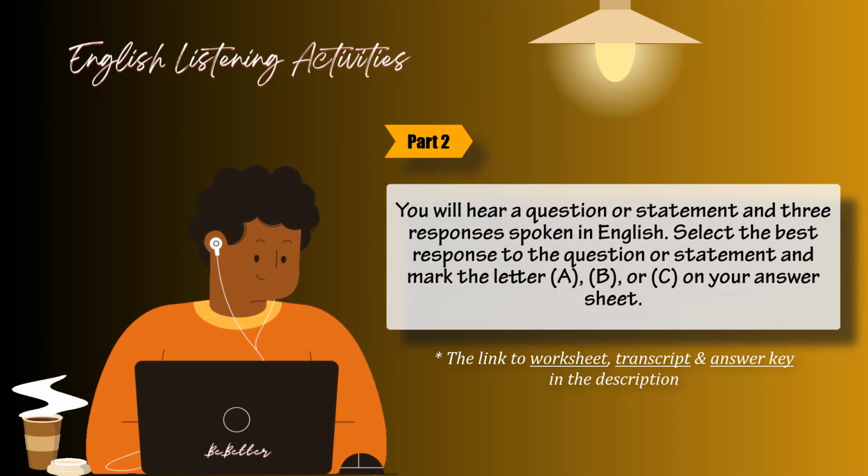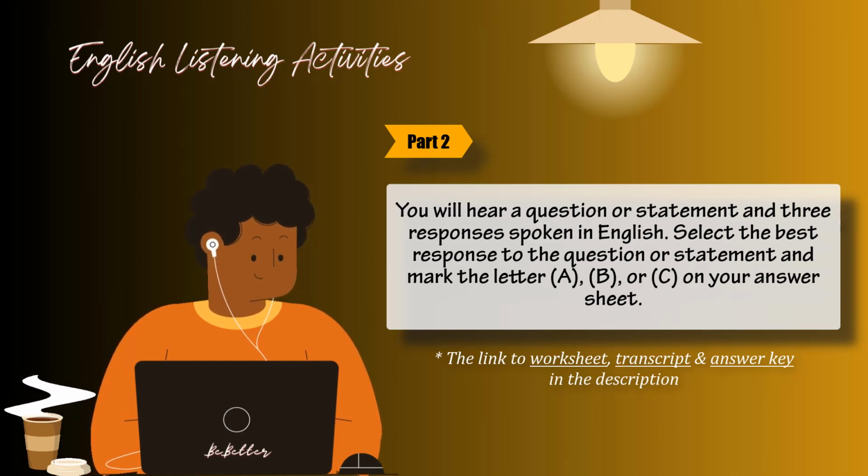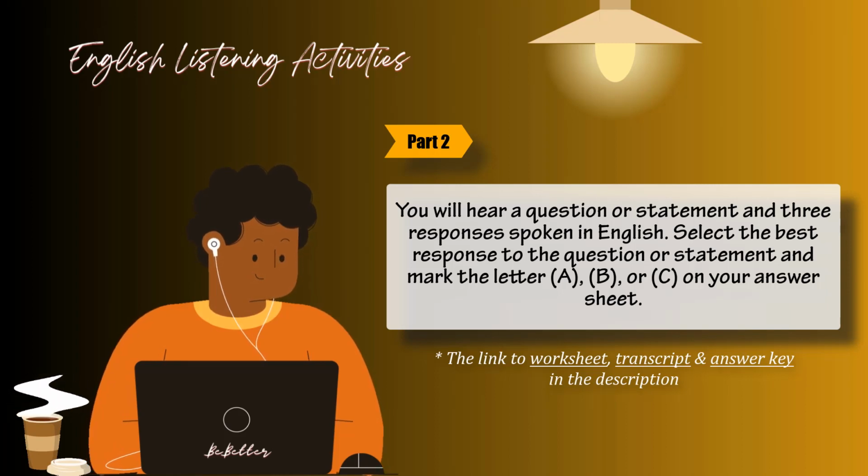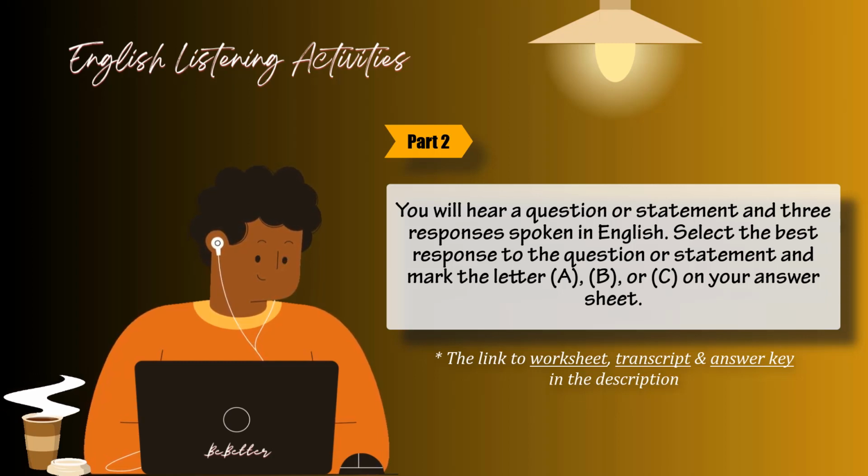Part 2. Directions. You will hear a question or statement and 3 responses spoken in English. They will be spoken only one time and will not be printed in your test book. Select the best response to the question or statement and mark the letter A, B, or C on your answer sheet. For example, you will hear, Where is the meeting room?